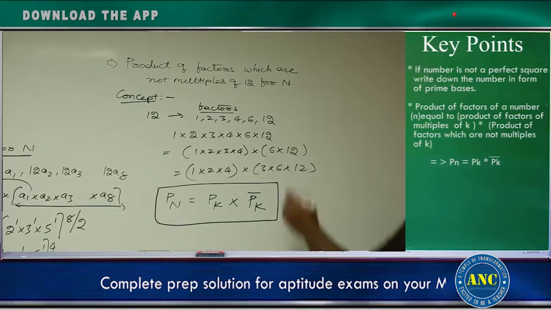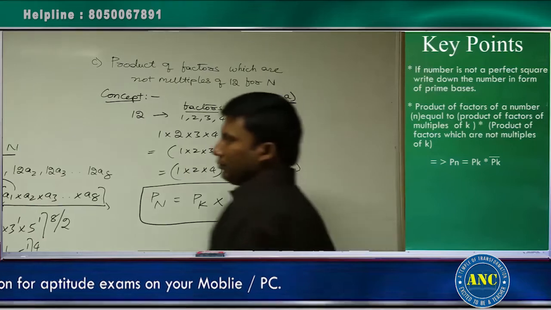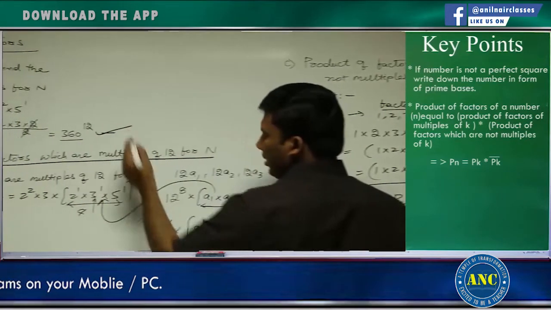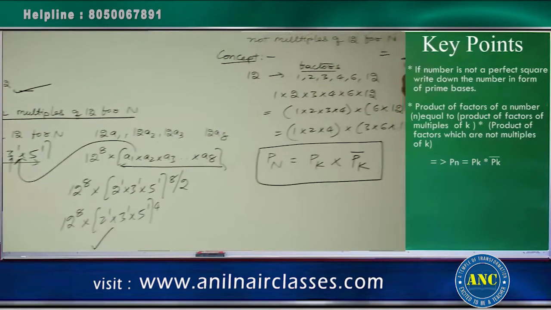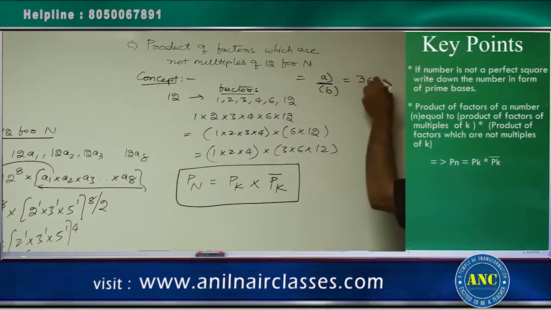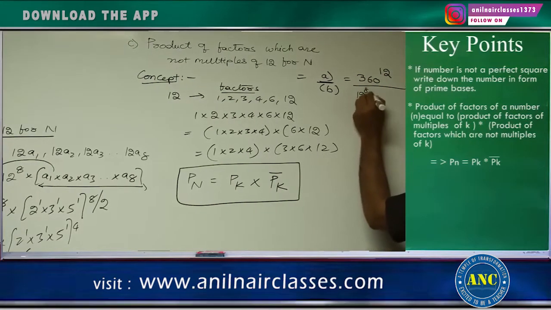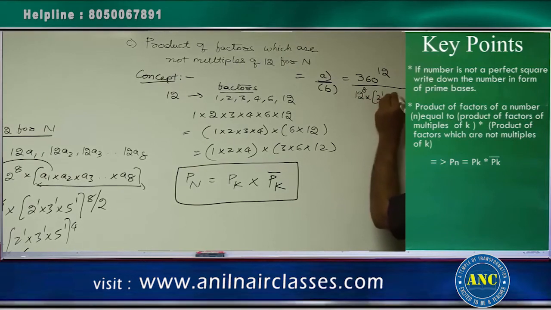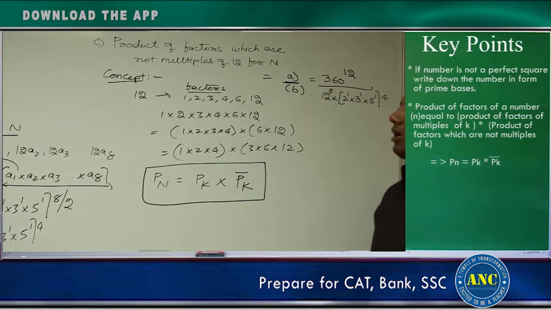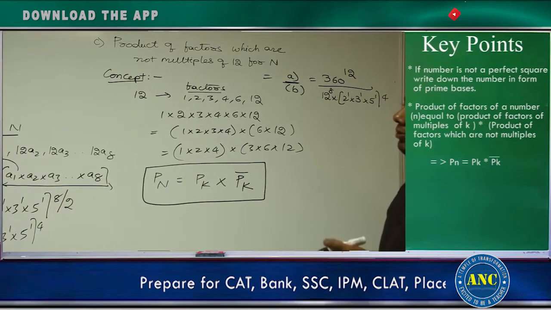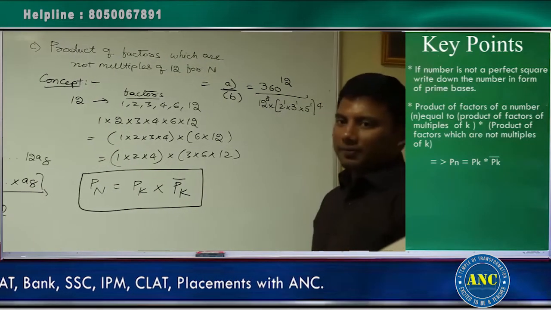So what will be the answer for this question? This will be the A answer divided by the B answer. So A by B. What will be the A answer? 360 power 12. What will be the B answer? 12 power 8 into (2 into 3 into 5) power 4. The product of the factors which are not multiples of 12 will be the total product of factors of n divided by the product of factors which are multiples of 12.